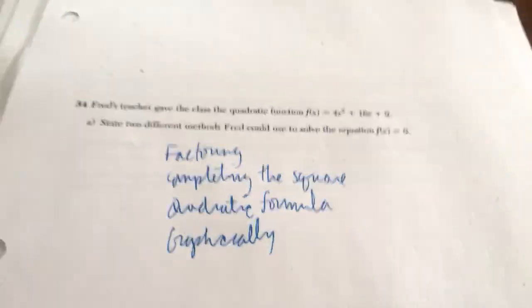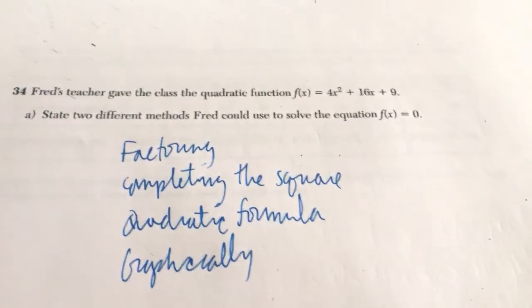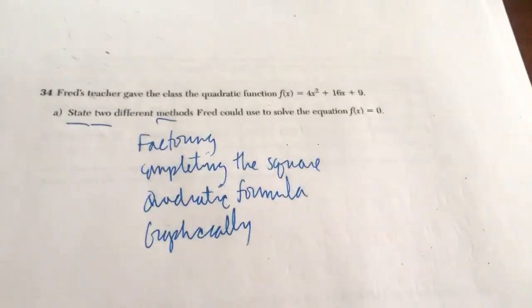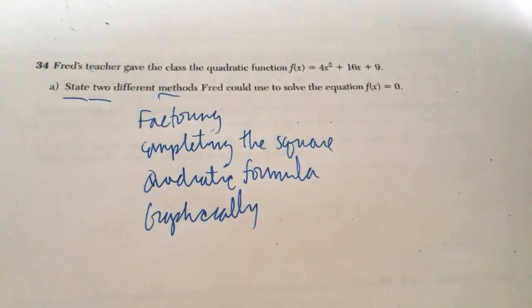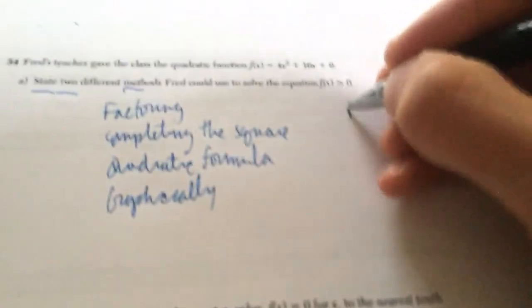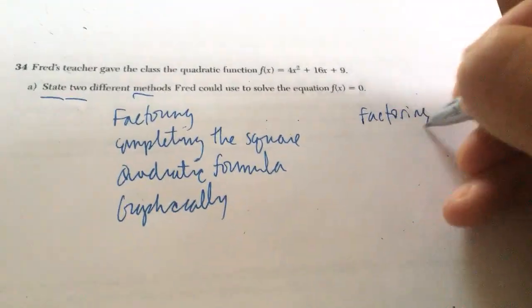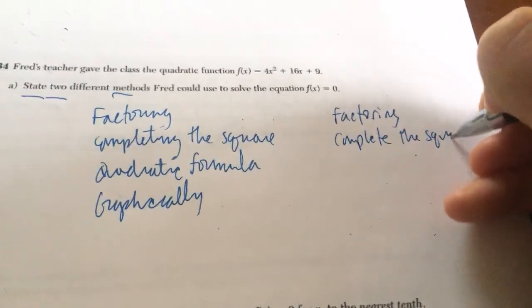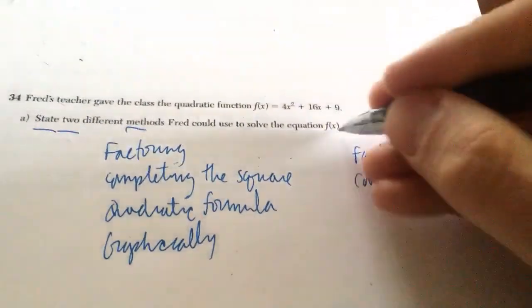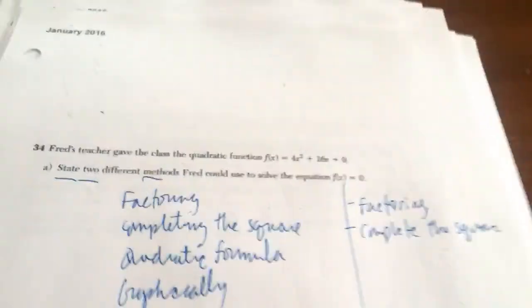Number 34 says Fred's teacher gave this quadratic function. It says to state two methods. Literally, all you have to do for this section is state any two of those. So if you would have written factoring and complete the square, you would have gotten 2 points for this question. You just stated two examples.